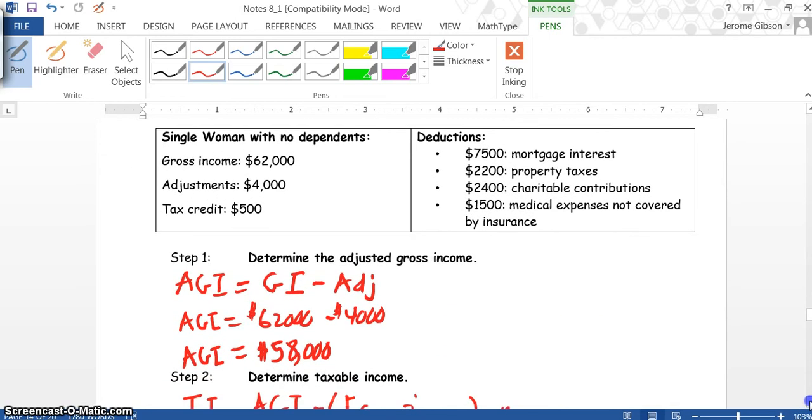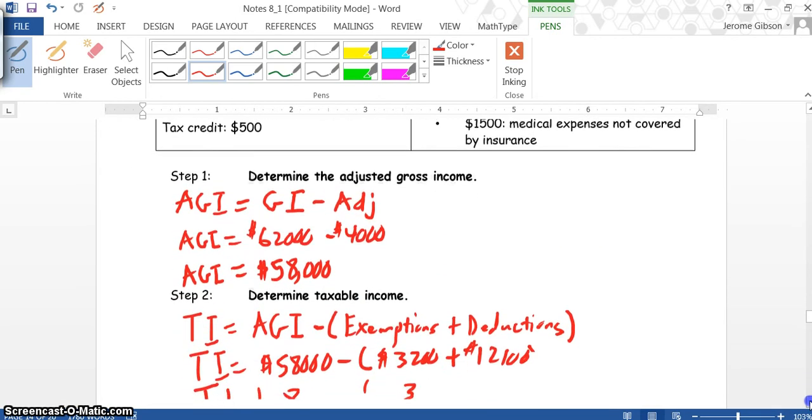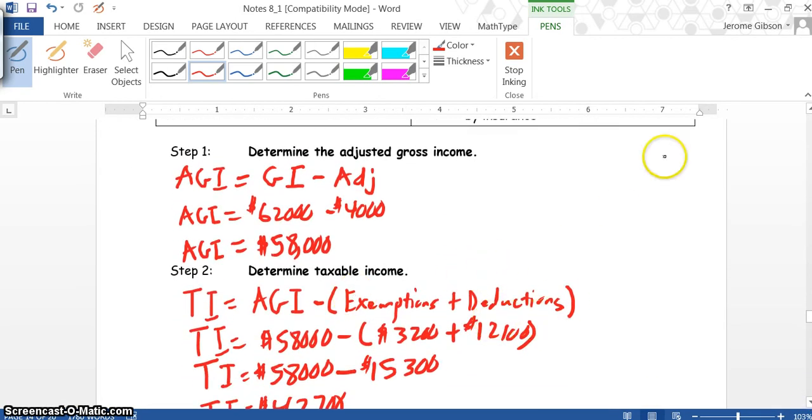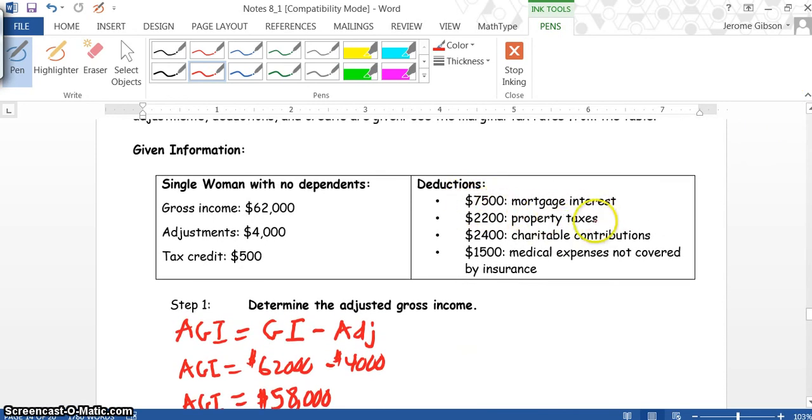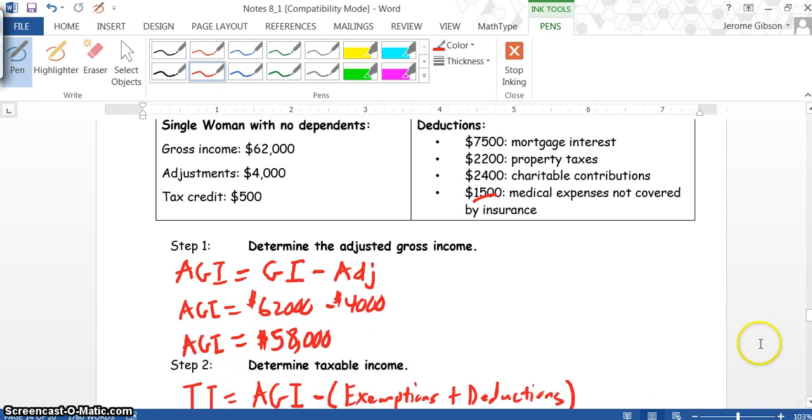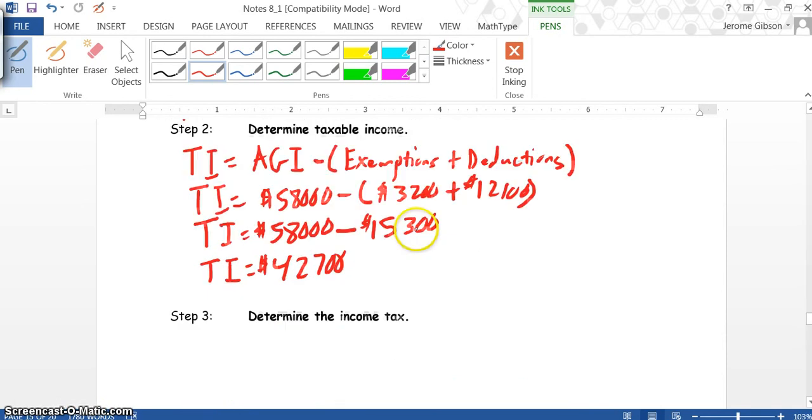So she would get $3,200, and now for her deductions that she could write off. Now we have deductions here. We got mortgage, interest, property tax, charitable contributions. But we're not going to include the medical expenses because remember, her medical expenses must exceed 7.5% of her adjusted gross income. And this is $1,500, which is less than 7.5% of $58,000. So we end up with 3,200 plus 12,100.